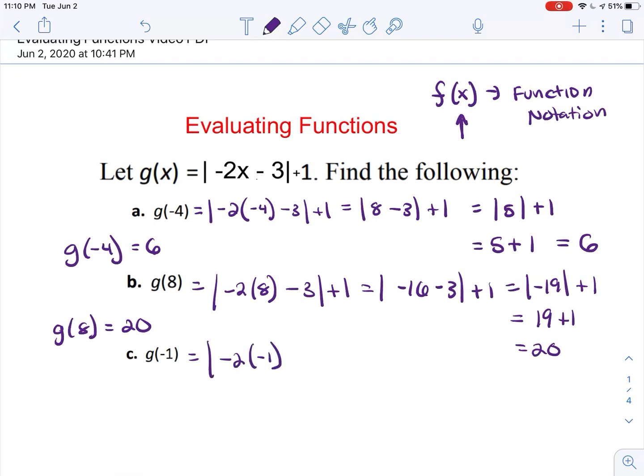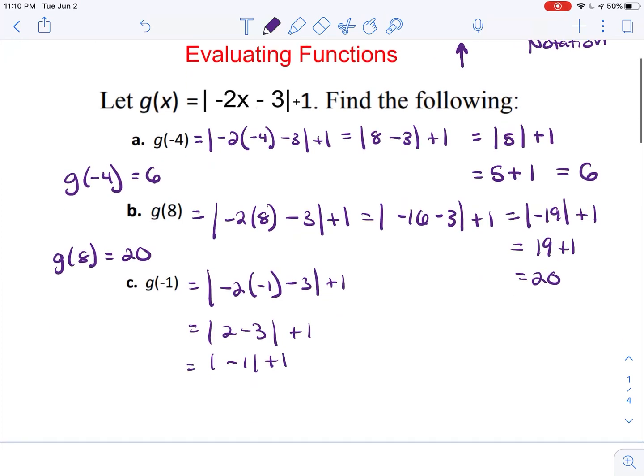And last but not least, g of negative 1, we do the same thing. Plug in negative 1 anywhere I see x. This becomes the absolute value of 2 minus 3, plus 1, which is the absolute value of negative 1, plus 1. This negative value comes out as a positive, and we get 2. So g of negative 1 is equal to 2.